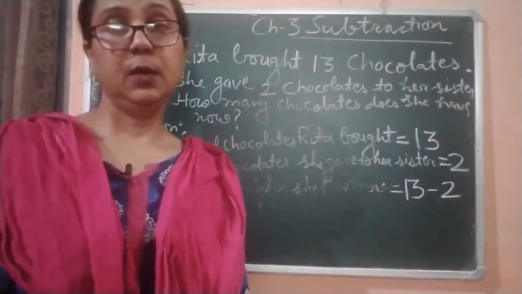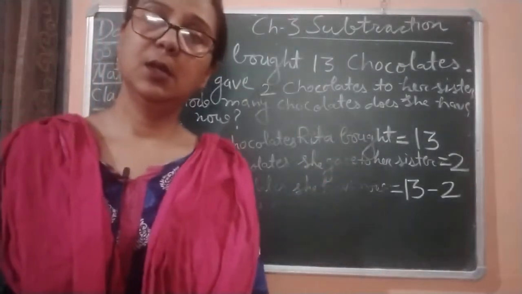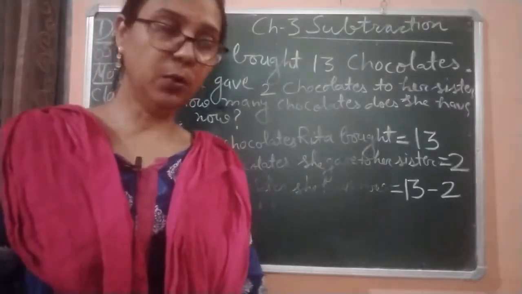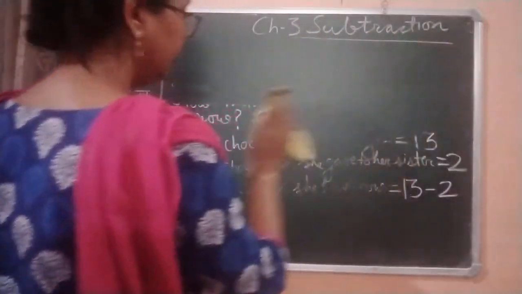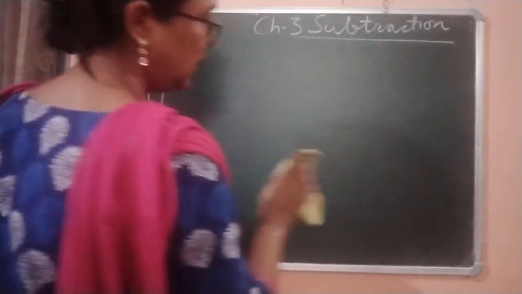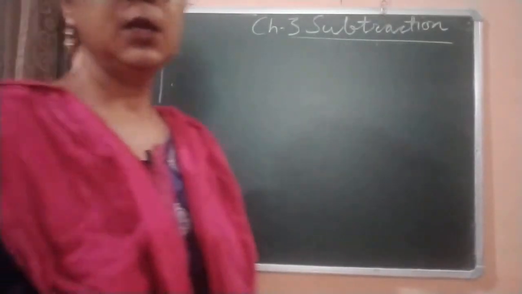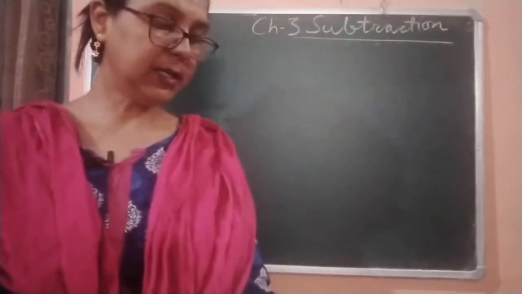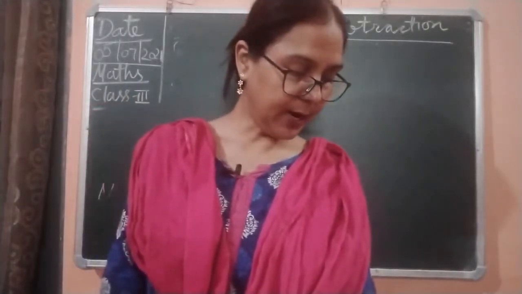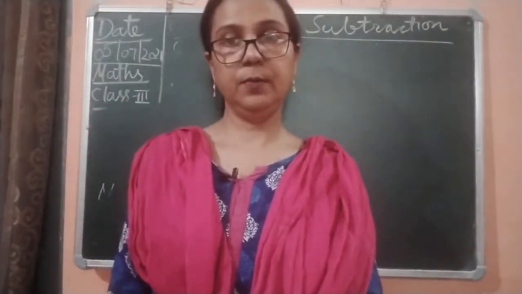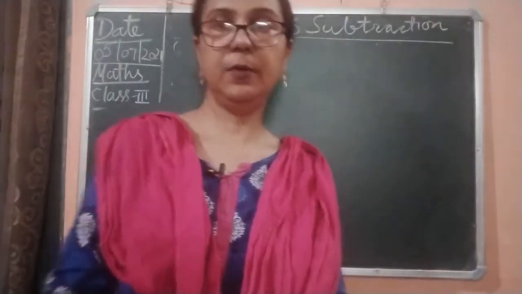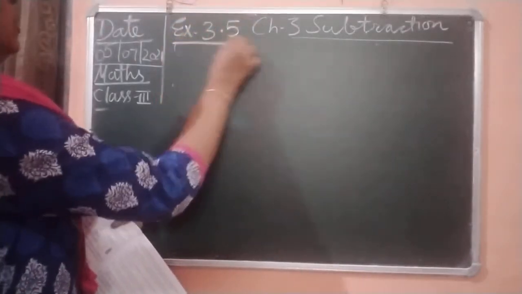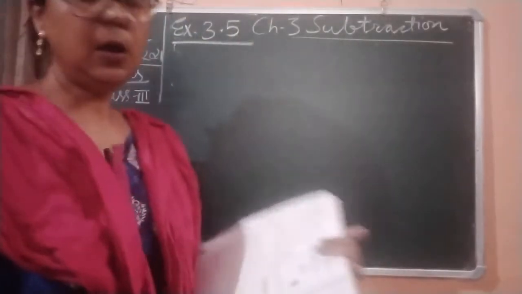Now children, after this explanation, let's start solving our exercise number 3.5 in your book. So all of you, I hope this is clear. If you have any doubt, you can ask me in our online class. Okay children? So let's solve exercise number 3.5. You can find this in your maths book, page number 52. Okay, so now let's start.